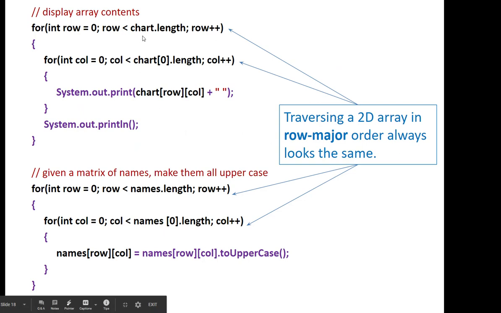So how do you traverse an array? If you want to traverse it in what's called row major order, which is going across the rows, you use a nested loop with the rows on the outside and the columns on the inside, and then you print out row, column. This is just another example. If we wanted to make the names all uppercase, it's the same pattern. But this is called row major order.